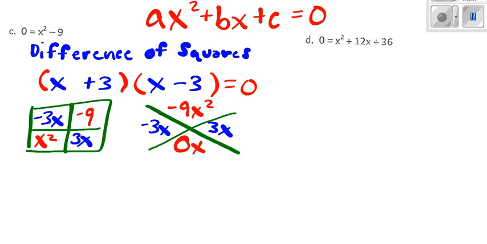So negative 3x and negative 9 have a negative 3 in common. X squared and 3x have x in common. X squared and negative 3x have x in common. And 3x and negative 9 have a positive 3 in common. We can check all of this. X times x is x squared. Negative 3 times x is negative 3x. X times 3 is 3x. And negative 3 times 3 is negative 9. So we did, in fact, get the same answer.